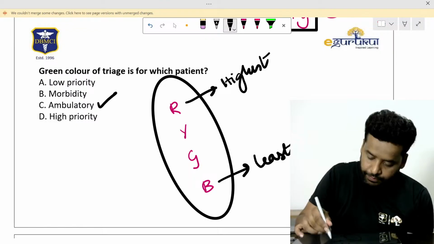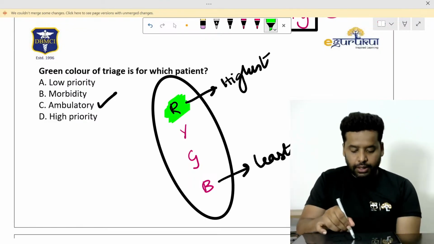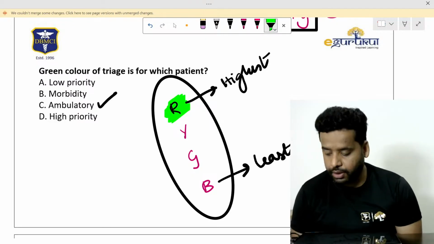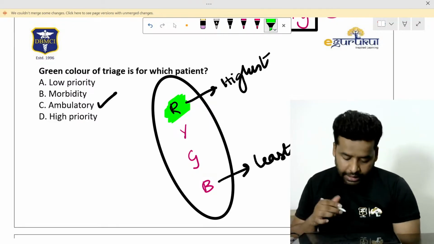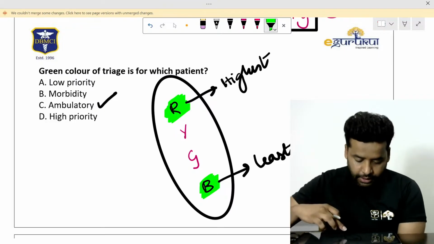If I want life-saving surgeries within 6 hours, then I go for red color tagging. Highest priority is for red, least is for black. Black is for moribund patients, dead patients.